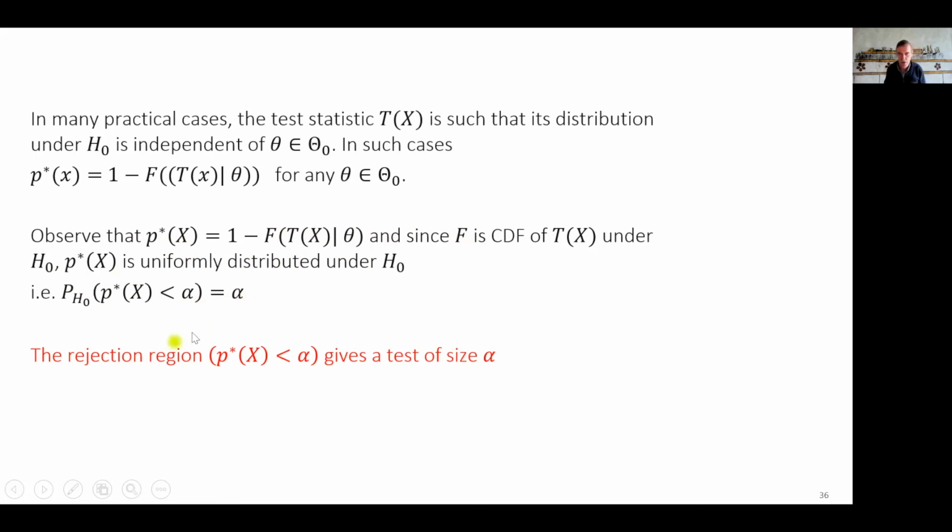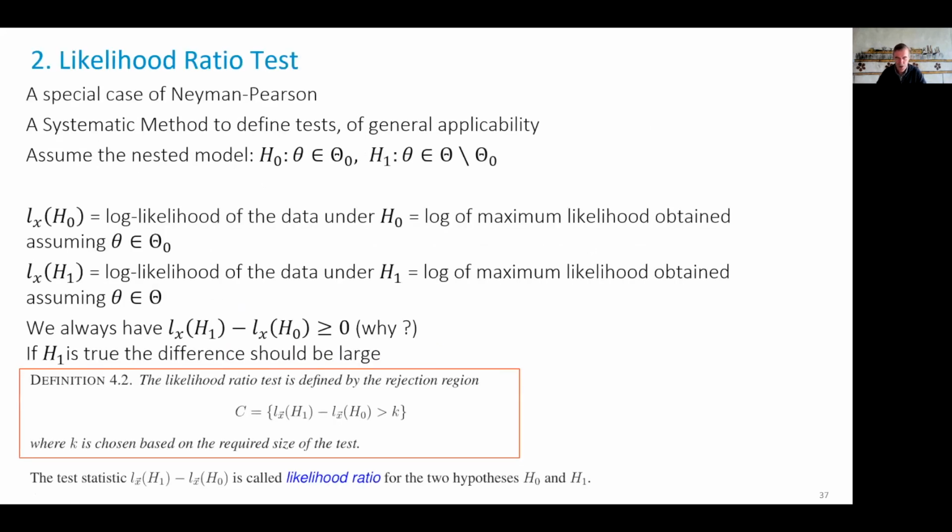So another way of viewing the p-value is to say, if I have a method of computing the p-value, then the rejection region is simply given by P star of X less than alpha, which is what I said informally a few minutes ago, but here is the proof. Exactly. Voila, so because of that, p-values are the language that is used practically always when we speak of tests here.